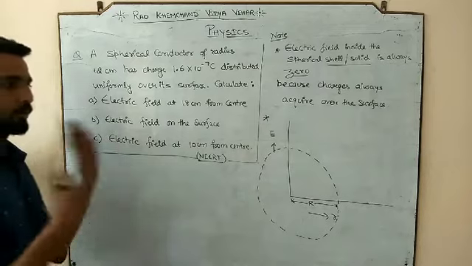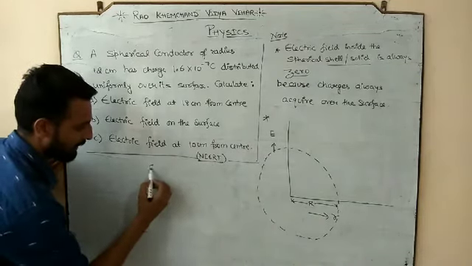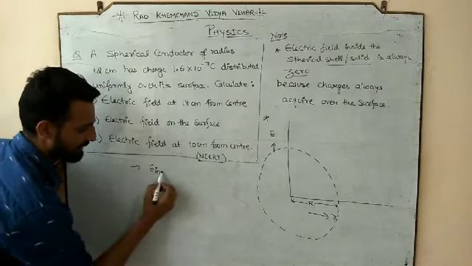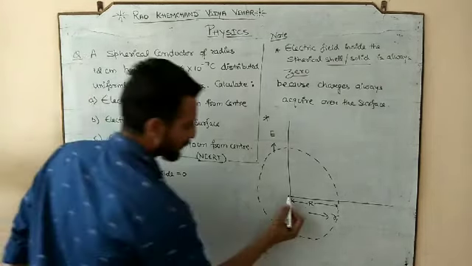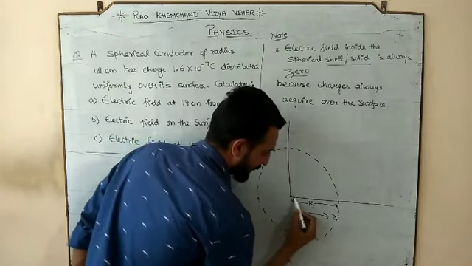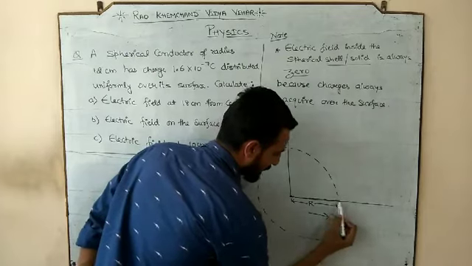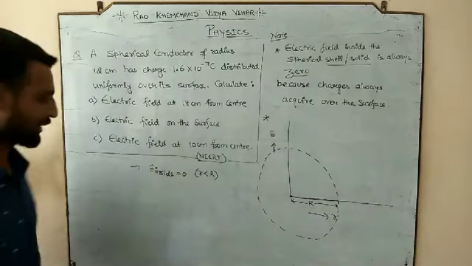So I'm going to write all the things that we have discussed so far. What was the electric field inside the body? That was zero. So at the center the electric field is zero. And as long as you are inside, meaning till small r is less than capital R, electric field is 0.